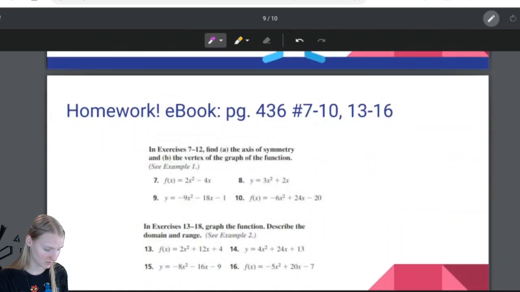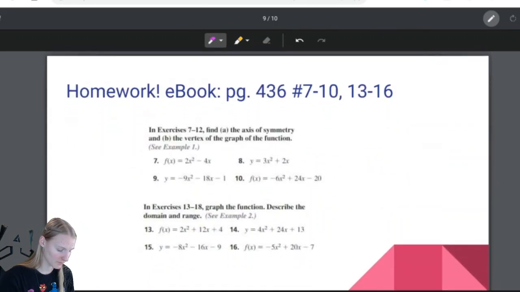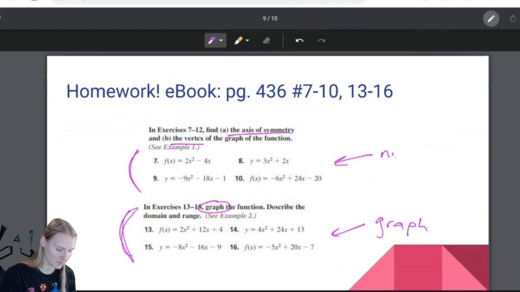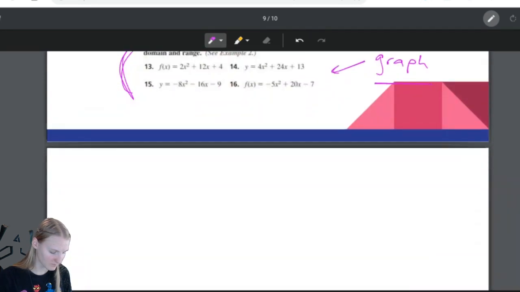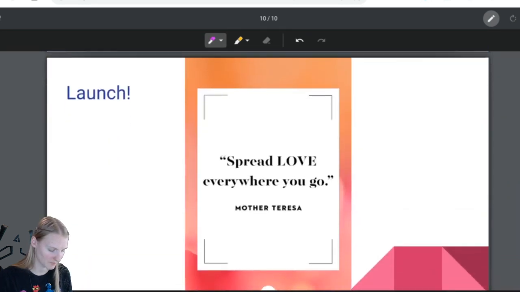Your homework is 8 problems. You have 4 questions where all you have to do is find the axis of symmetry and the vertex, and 4 questions where you need to graph. So these 4, no graphing. These 4, graphing. No graph and graph.